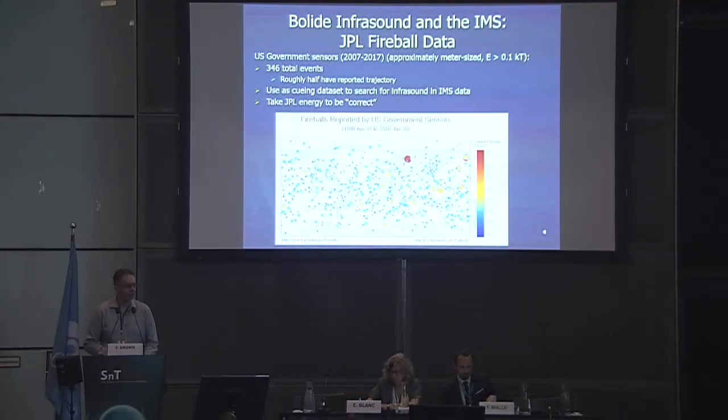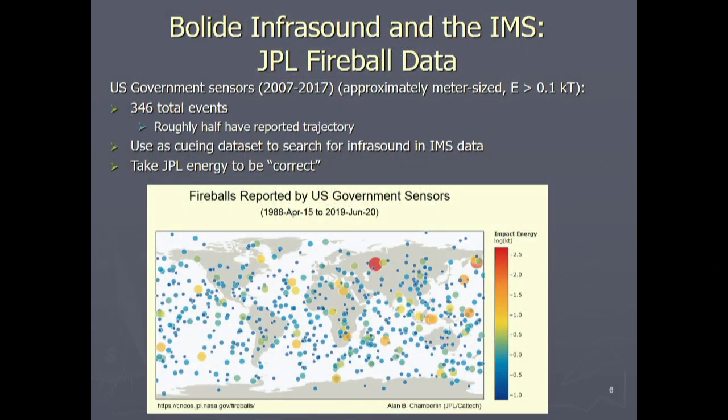These are reports of bolides that occur on the Earth, typically with energies greater than about 0.1 kilotons, so size is greater than about 1 meter. And we specifically looked at the decade from 2007 to 2017, where there are 346 of these airbursts reported on this JPL Fireball database. And we're using this as a cueing data set to then go into the IMS infrasound data and search for these events.